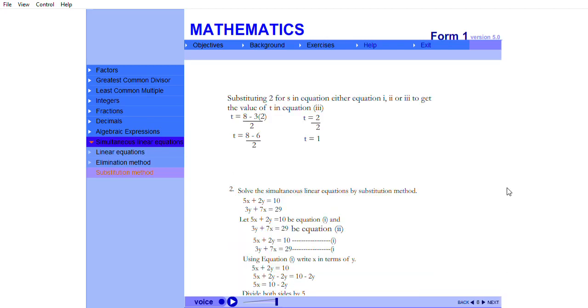Number 2. Solve the simultaneous linear equations by substitution method.